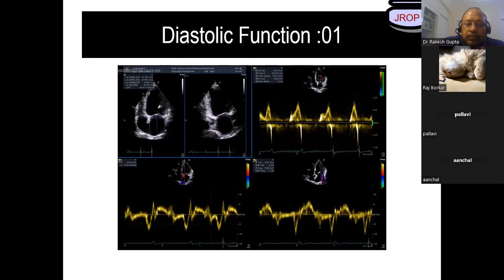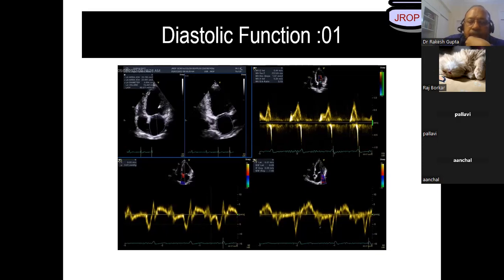If A is more than E and E is lesser than 0.5, then it comes to grade 1 diastolic dysfunction. But if it is A more than E with an E of more than 0.5, then we come to the second part of the flow chart, that is grade 2 diastolic dysfunction, in which we assess the other 3 parameters as well.